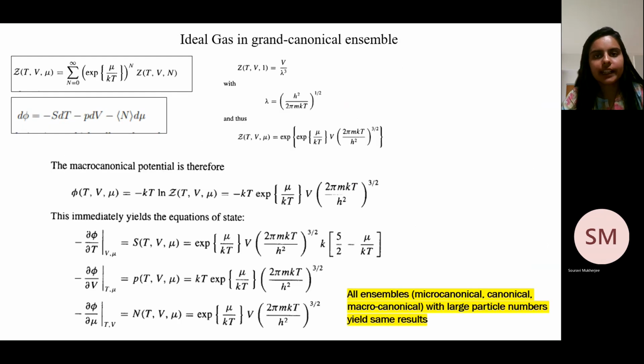And then if you have a grand canonical system, you know the relation between the grand canonical partition function and the canonical partition function. So only this term is the extra term that comes in, and e to the power mu by kT is called the fugacity of the system.